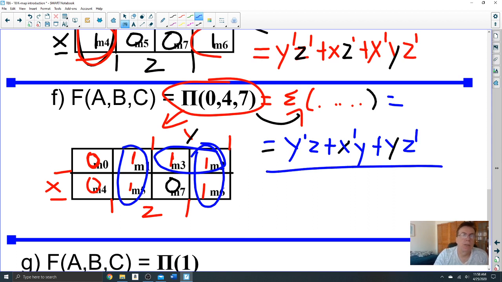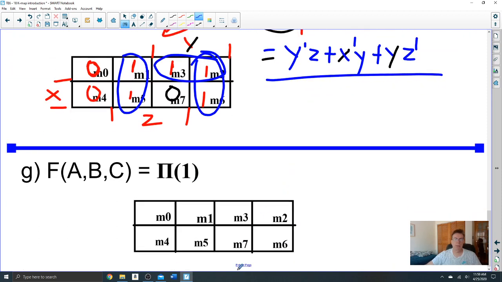This is our answer. So a function that is expressed as a product of max terms 0 and 7 can be expressed as an algebraic equation in algebraic terms.